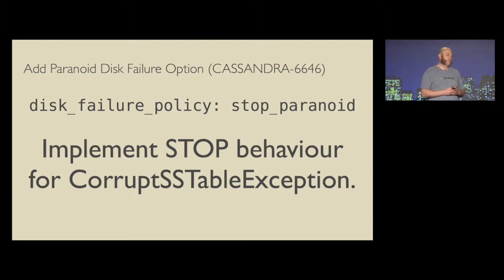Now, if you set the disk failure policy to stop, we will stop the node when there's a corrupt SSTable exception. Stopping the node, of course, means we disable Thrift, we disable binary transport, and then we disable gossip, leaving the process running, but effectively dead. It allows you to come along, look at the logs, and see what happened.